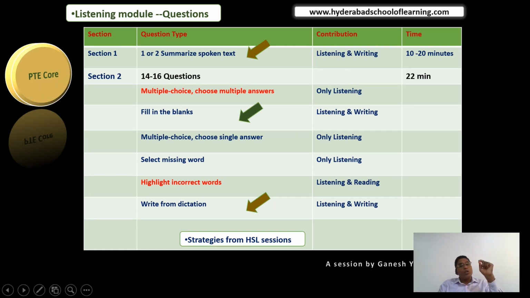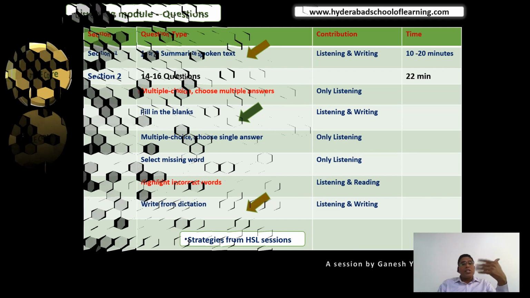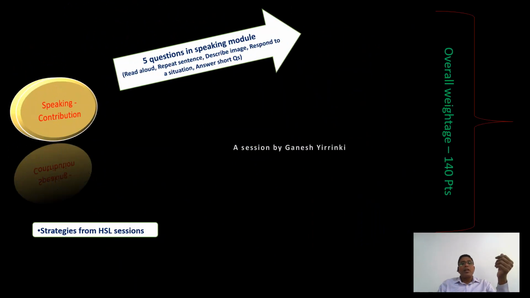Highlight incorrect word question also is very important. But write from dictation carries heavy weightage, maybe almost 50 points. That includes points to listening and points to writing. So people trying for CLB 8 or 9, you need to be conscious about these contributions. Multiple choice multiple answers, even if you get partial, that is still fine, but you cannot afford to get zero there. So strategies are part of our session. So look at these contributions now.